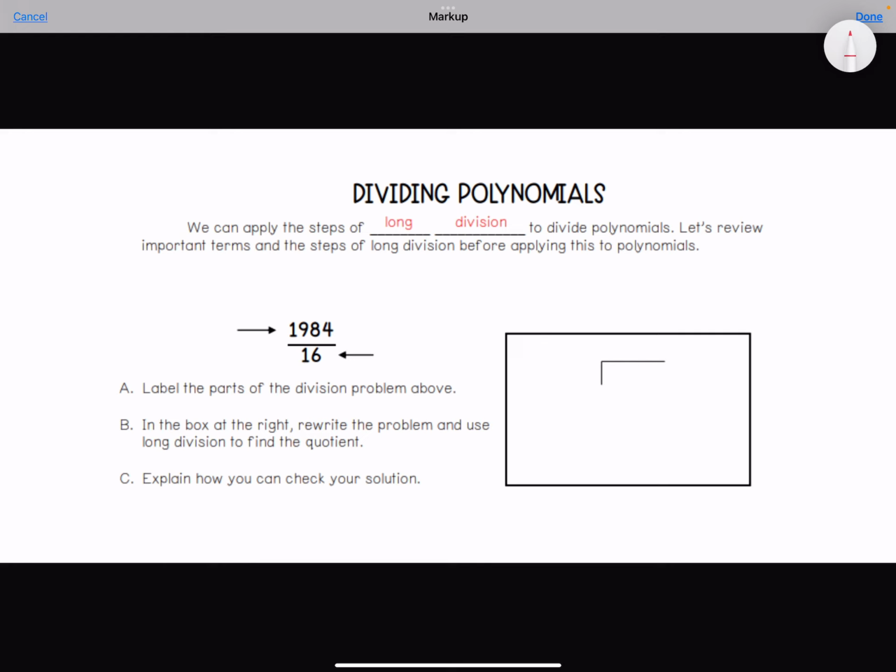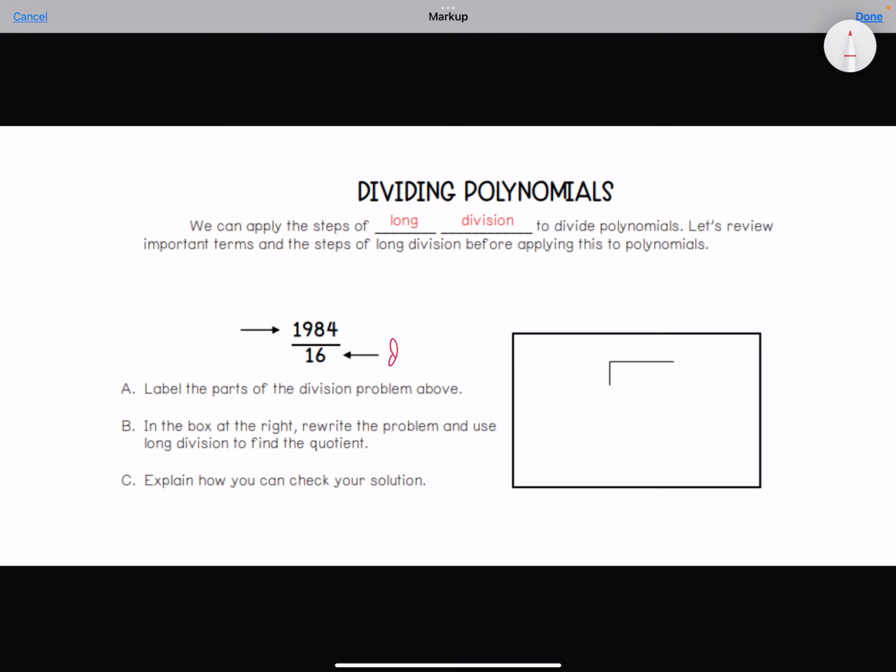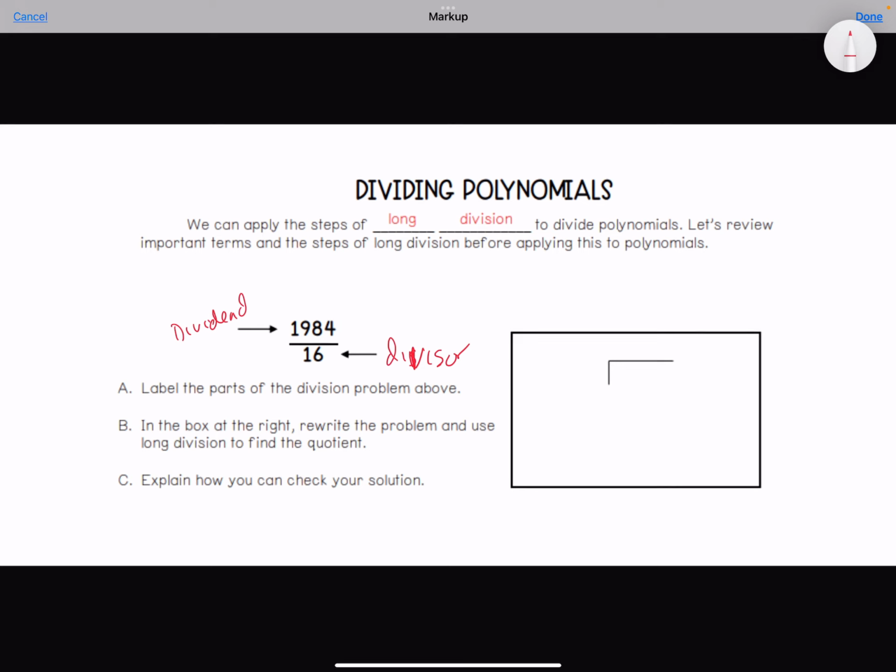Basically, you're going to be long dividing just like you learned to divide this number. So we've got our divisor. This is our dividend. And then our answer is the quotient. So the divisor here, dividend inside. How many times, or what do you multiply 16 by to get something that's close to 19 but not bigger? So you guys, you know how to divide.